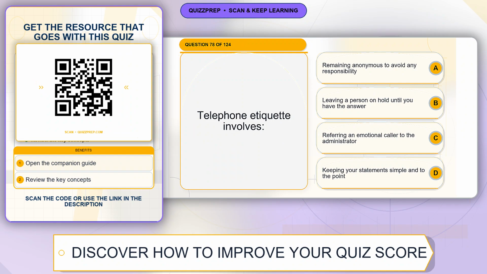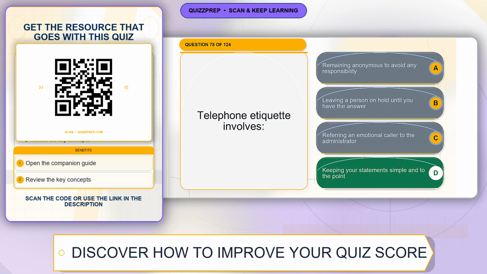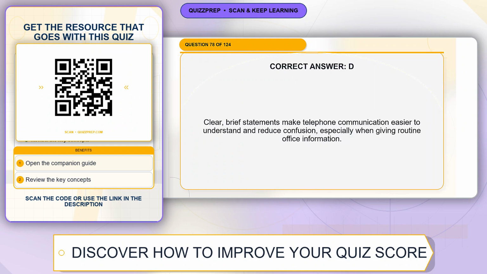Question 78. Telephone etiquette involves: Option A, remaining anonymous to avoid any responsibility. Option B, leaving a person on hold until you have the answer. Option C, referring an emotional caller to the administrator. Option D, keeping your statements simple and to the point. The correct answer is option D, keeping your statements simple and to the point. Explanation. Clear, brief statements make telephone communication easier to understand and reduce confusion, especially when giving routine office information.